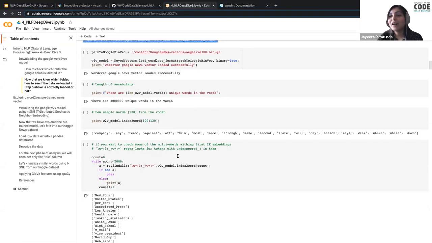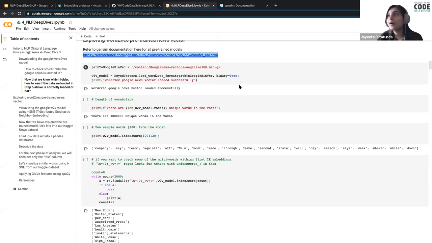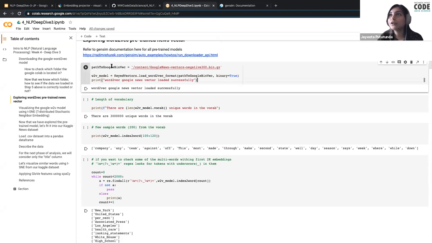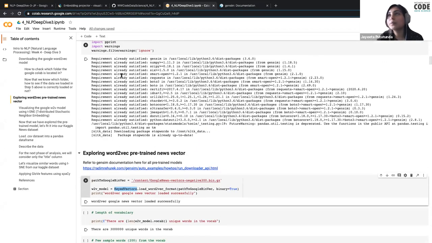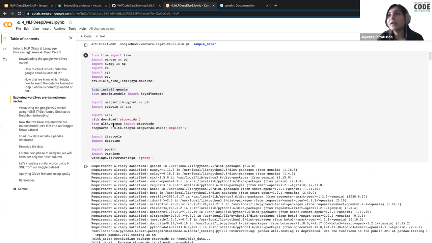Great. So how do we load the model? Here's how you do it. This is a variable that I'm initializing as the path to the Google bin vec file, which is where it's downloaded in our Google Colab notebook. And KeyedVectors is what we have imported here.